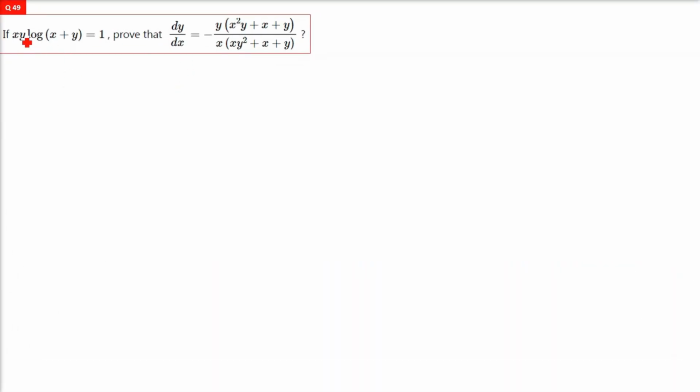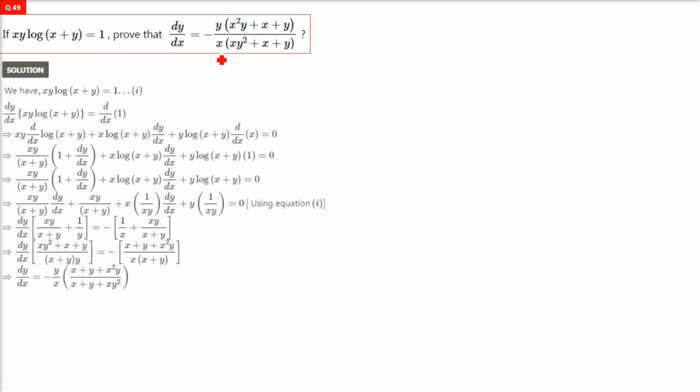Here we have x into y into log (x plus y) is equal to 1, and dy by dx has to be proved like this. So there will be a replacement. We'll talk about that. But before that, we have three terms here: x, y, log (x plus y). So when we differentiate it, we will keep two terms outside, and then we will differentiate the third term. That is the product rule with three terms. It can be n terms also.